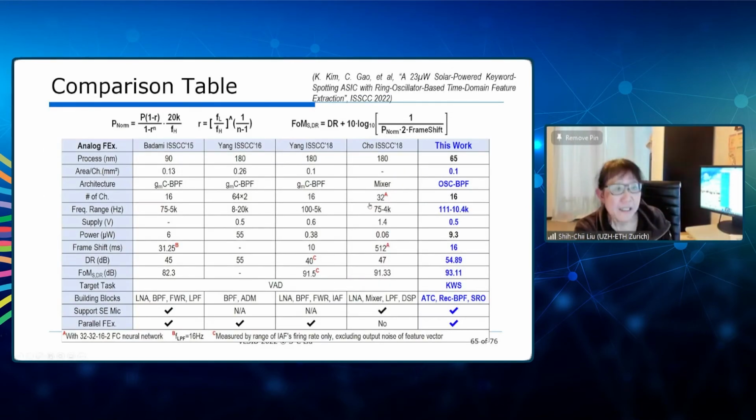This might take a while. Actually, Arindam, am I running out of time? Yes, Shih-Chii, I think you have about 5 minutes left. Okay, all right.